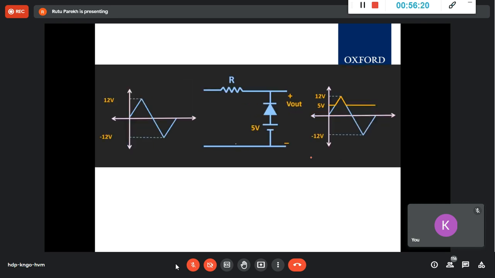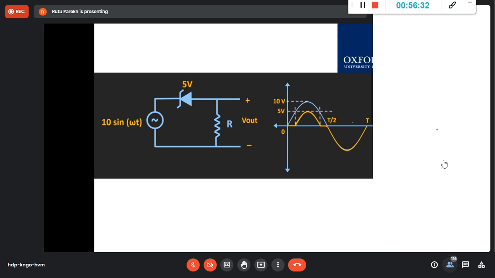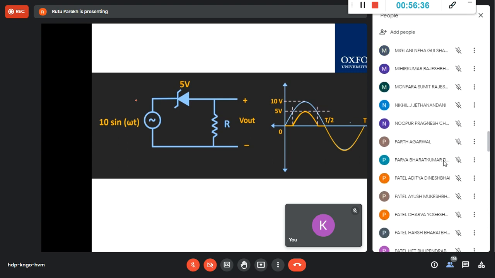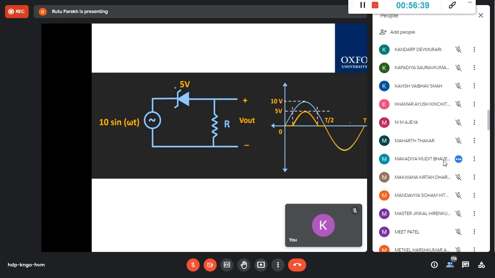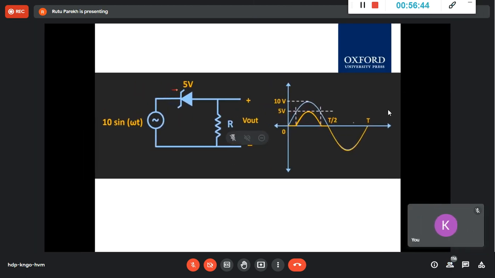Ma'am, for the positive half of the cycle, up to 5 volt, the Zener diode will be reverse biased, and after 5 volt, it will break. Exactly, you are right. Now this is the minus of this, and this is the plus of this, but it works in the reverse bias region. So when will this be reverse biased? When this is plus and this is minus, as he said.